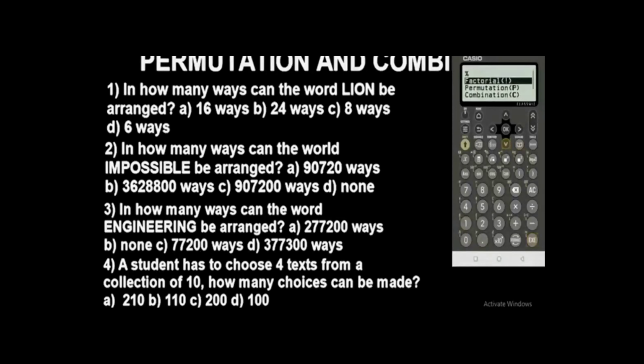So this is it. Press execute again. 24 ways. So either of the methods will work. It's as simple as this. So let's solve question 2.